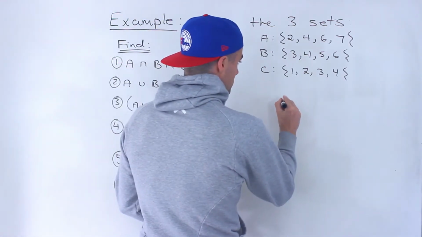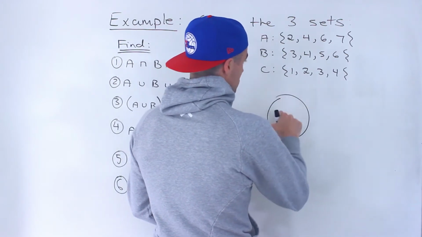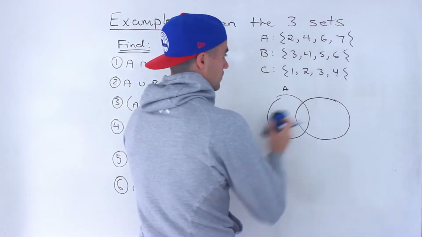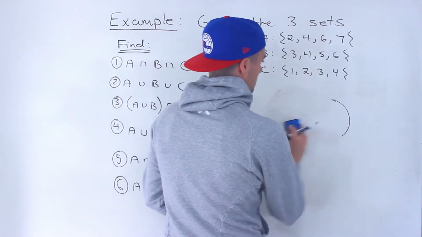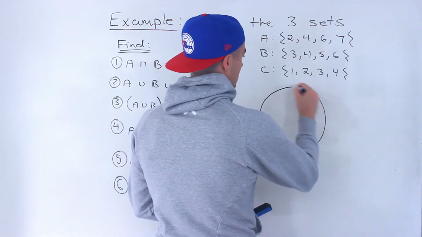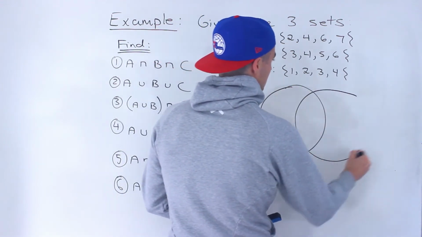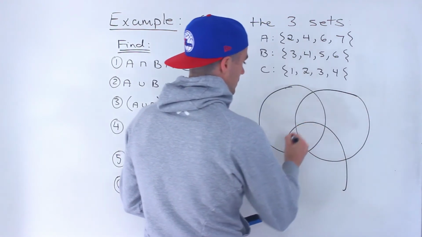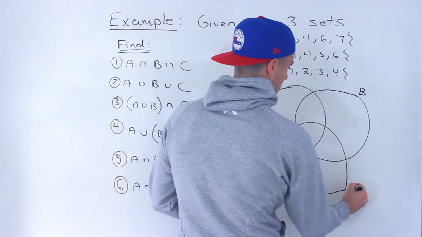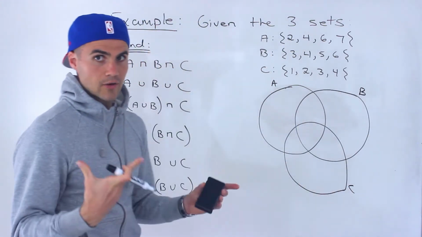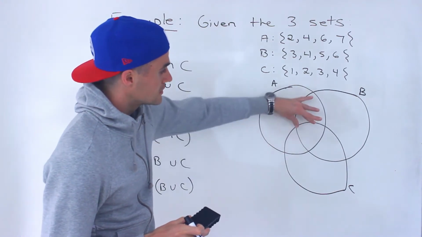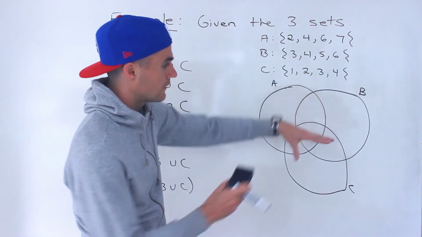So I'll draw this as set A. Actually, I think I'm going to have to make a bigger diagram for this. So let's say this here is set A, we've got set B, and then we've got set C, like that. Now personally, when I'm making a Venn diagram given information like this, I like to start off with the smaller area in the middle and then work my way out.